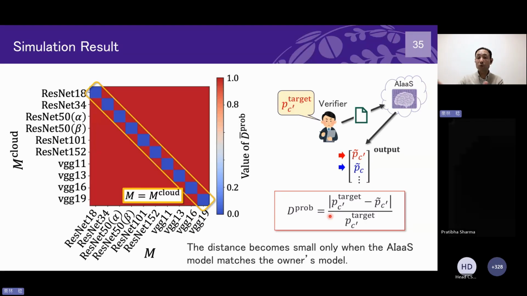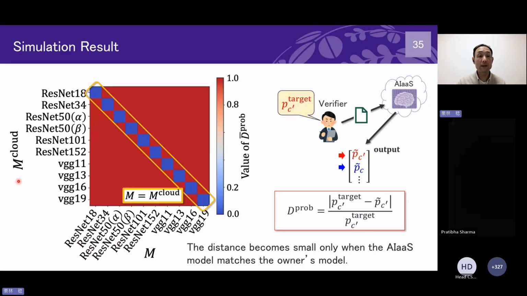So if the distance is close to 0, it means the models are identical. If the distance is larger, the maximum is 1.0. If the distance is 1, it is completely different. Okay, so this graph shows the original model, like a ResNet, and different versions of the ResNet and the VGG network.